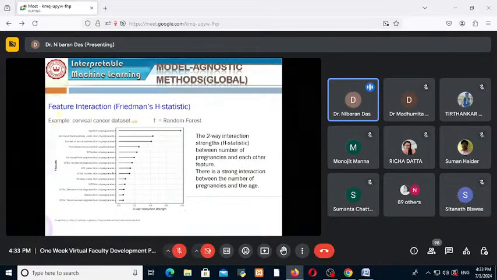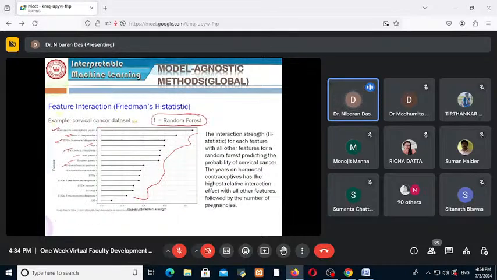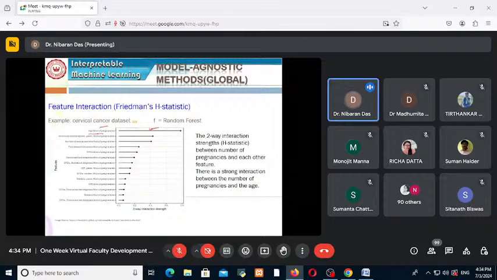A two-way interaction could be calculated based on this formula. Here we have age and number of pregnancies, and hormonal contraceptive years and number of pregnancies. Now the interaction between age and number of pregnancies becomes more active, whereas hormonal contraceptive years and number of pregnancies becomes lower. So you could notice that the overall interaction strength varies whenever features interact with each other. The two-way interaction strength is the statistic between number of pregnancies and each other feature.